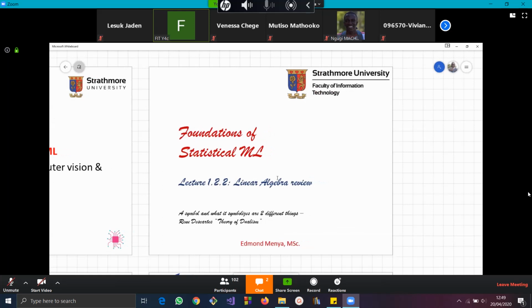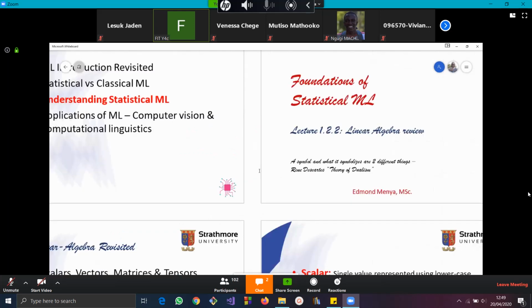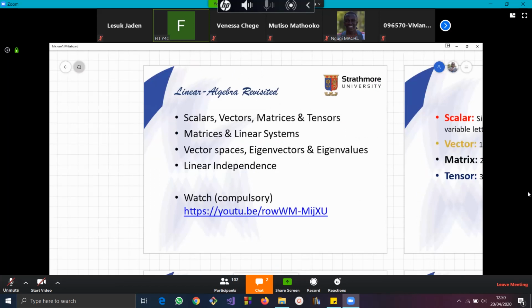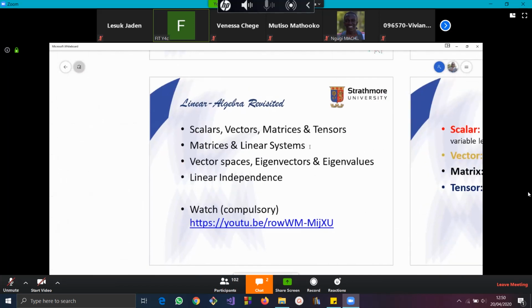So you can open up these slides. Here we need some knowledge. We need to revise scalars, vectors, matrices, and tensors, matrices and linear systems, vectors, eigenvalues, and linear independence. You must have looked at this in your linear algebra class or whatever it was. So I'm just going to revise. Very good. So we start here.